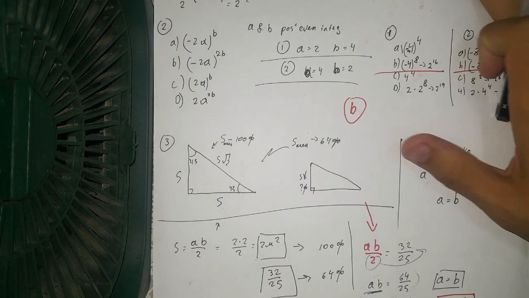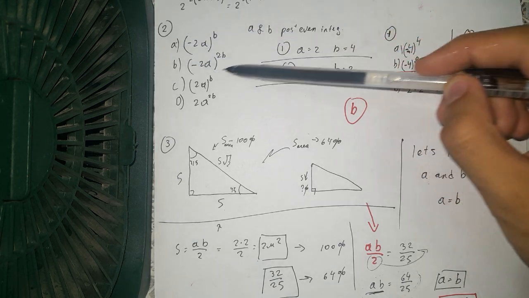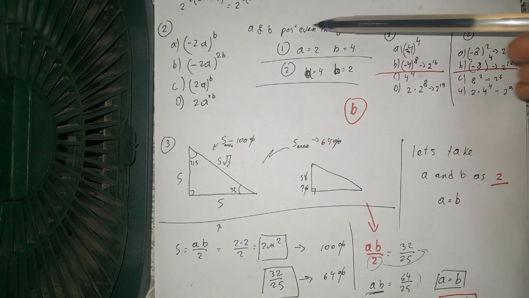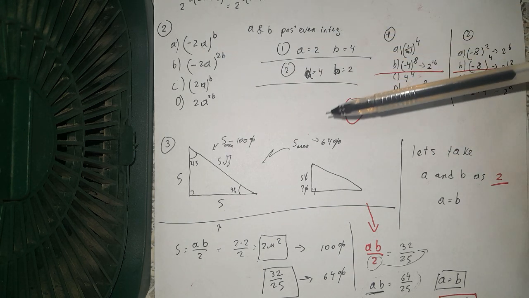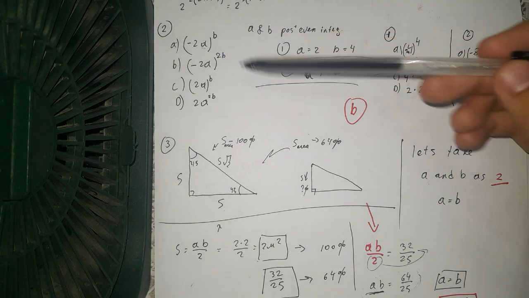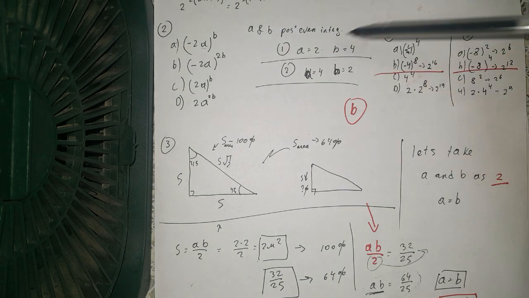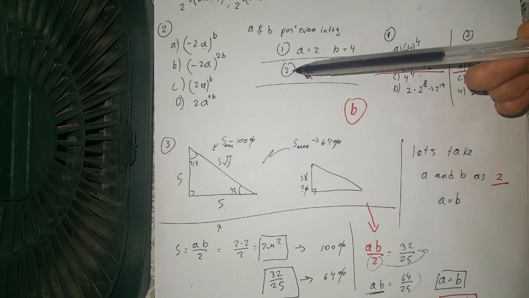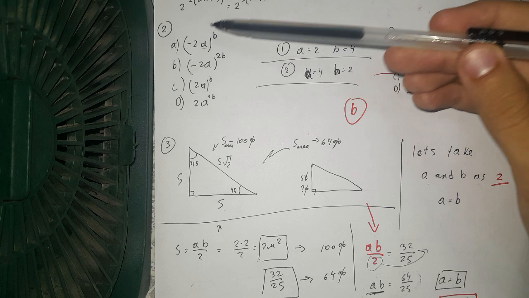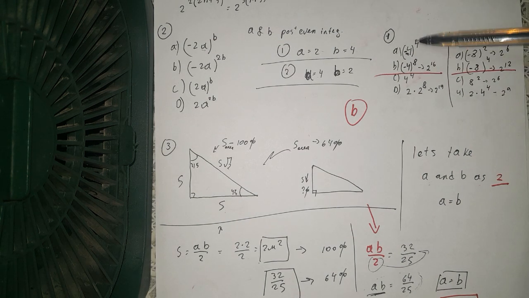That's D. The second question says that there are four monomials or polynomials, and they said that a and b are positive integers. So which one of them is the biggest or the highest? First condition a is 2, second is b. The second condition is a is 4, b is 2. I'm just putting the numbers instead of a and b, and I'm getting that b is the highest among those.